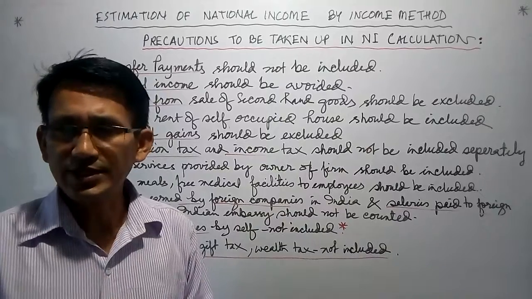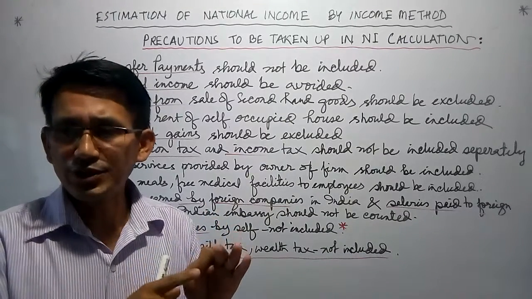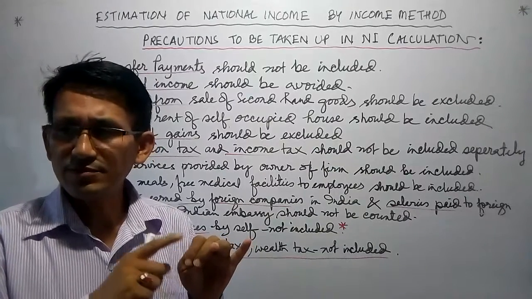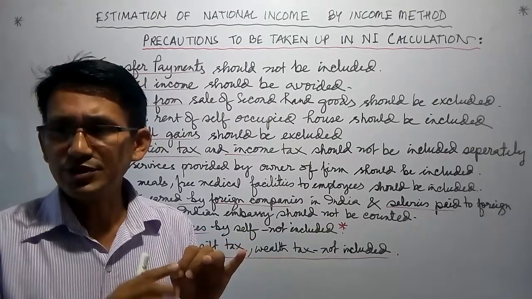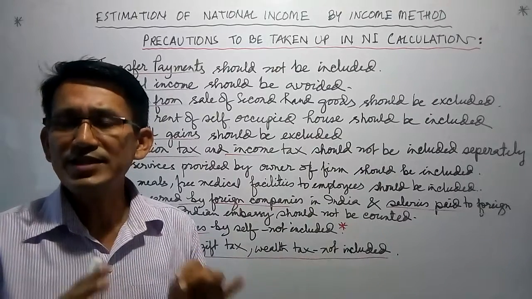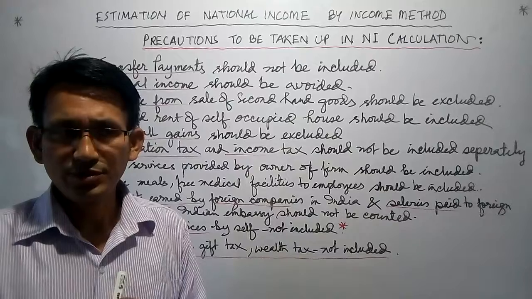For example, let us say scholarships, old age pension, and gifts. These are unilateral payments. There is no flow of goods and services in the economy with these payments.